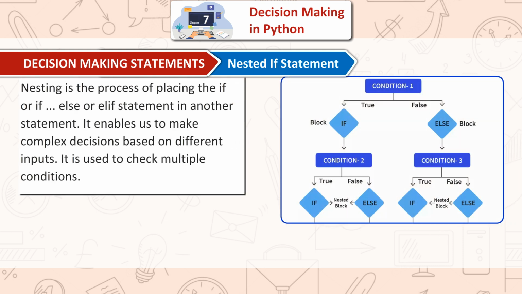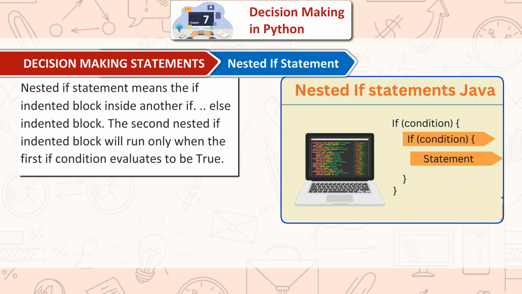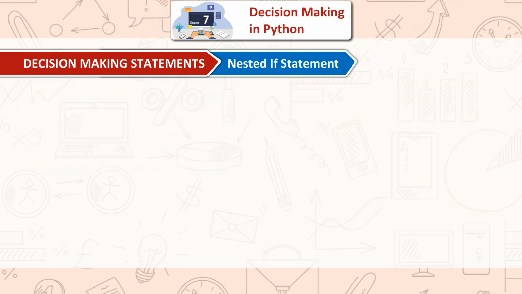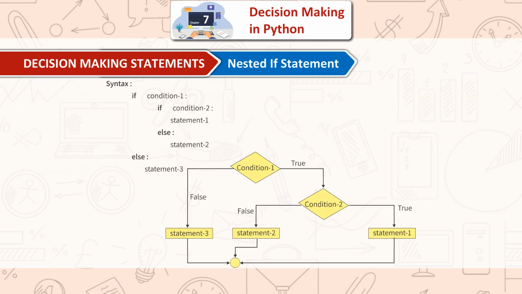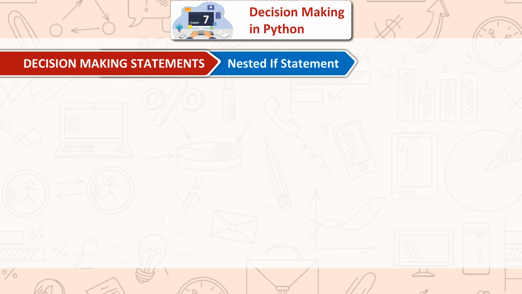Nested if statement. Nesting is the process of placing an if, if-else, or elif statement inside another statement. It enables us to make complex decisions based on different inputs. It is used to check multiple conditions. A nested if statement means an if indented block inside another if-else indented block. The second nested if indented block will run only when the first if condition evaluates to true. Syntax: if condition 1, if condition 2, statement 1, else statement 2, else statement 3.